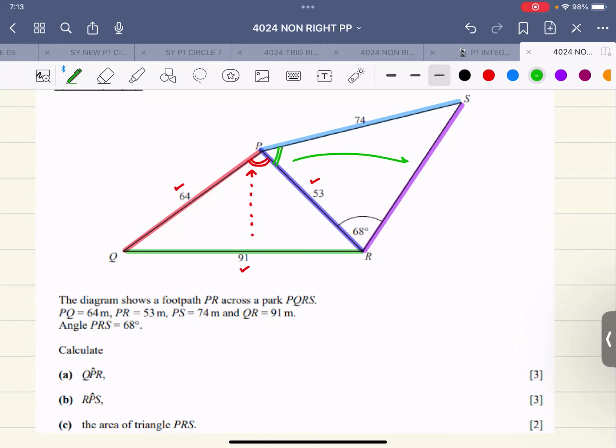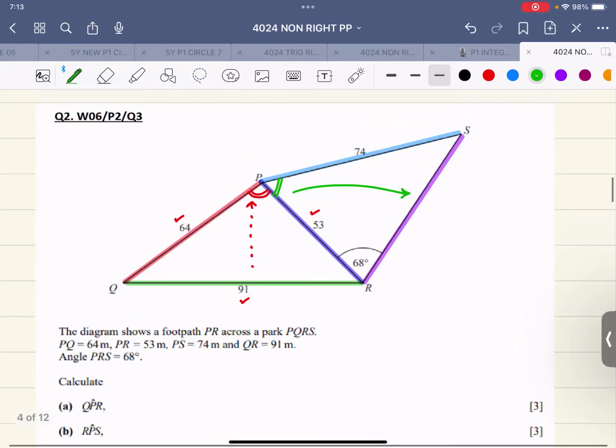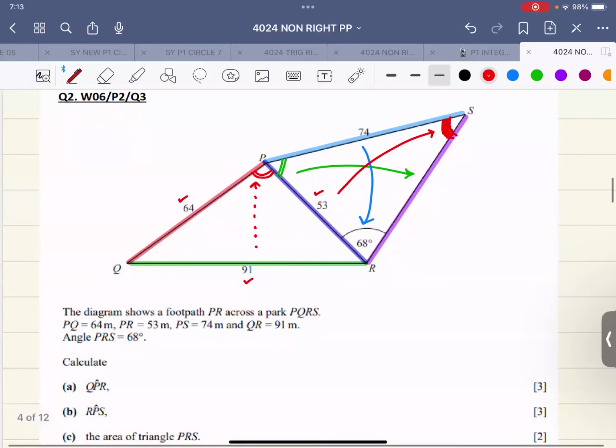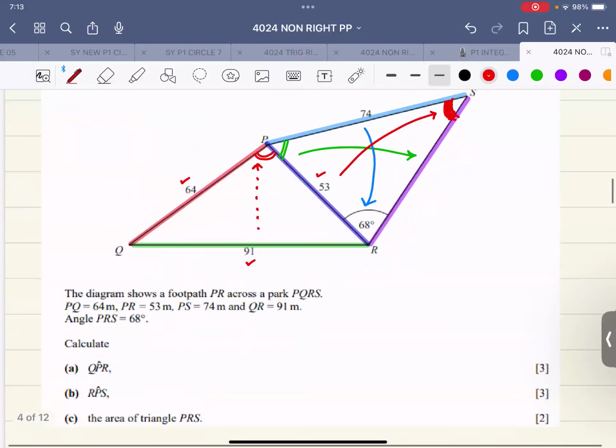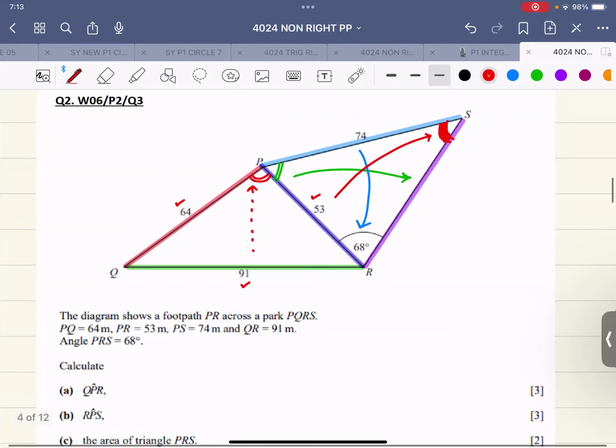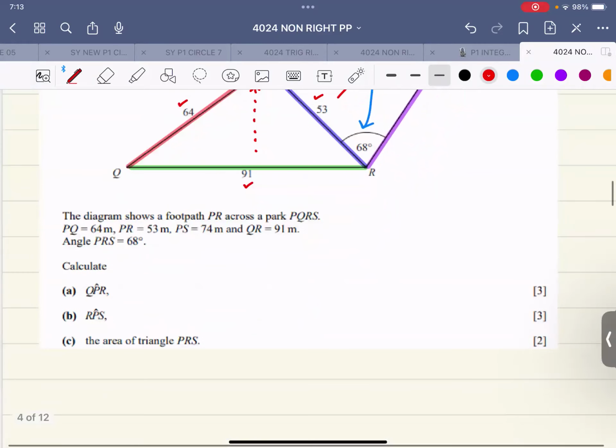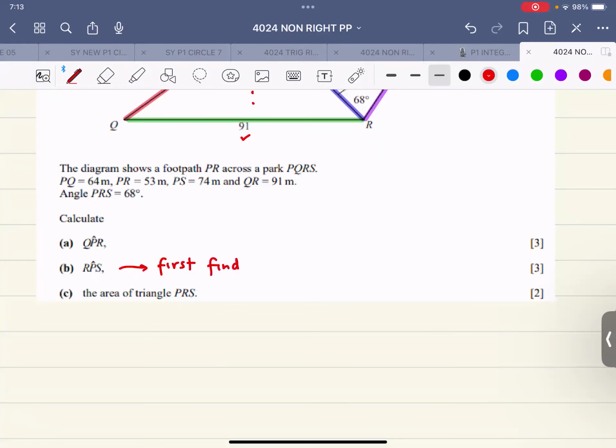So this is opposite this side, which we don't know. And then 74 is opposite 68, that we know. And the third one is that 53 is opposite this angle. So therefore, we cannot find RPS. We have to find PSR first. So first, find PSR using the sine rule.